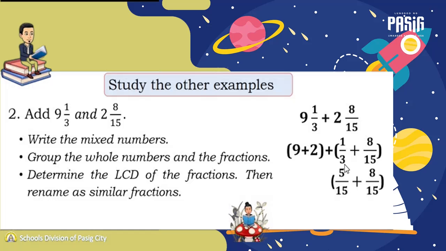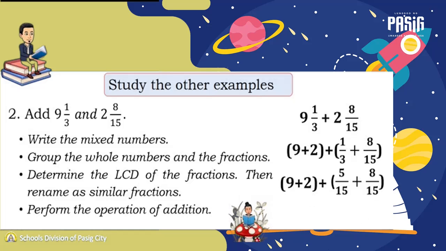The denominators are 3 and 15, therefore the LCM is 15. So 15 divided by 3 equals 5, times 1 equals 5. 15 divided by 15 equals 1. 1 times 8 equals 8. So the similar fractions are 5/15 plus 8/15. Then bring down 9 plus 2. Perform the operation of addition.